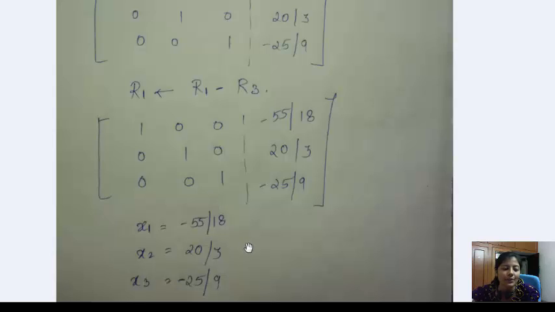So the values of this equation will be minus 55 by 8, 20 by 3 and 25 by 9, which are the values of x1, x2 and x3.